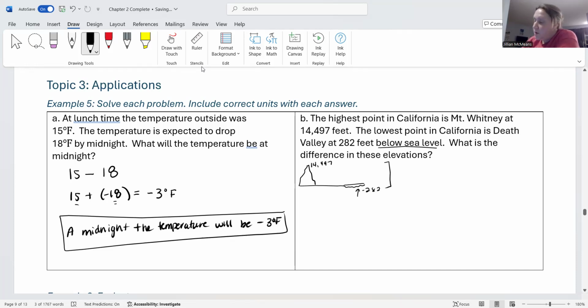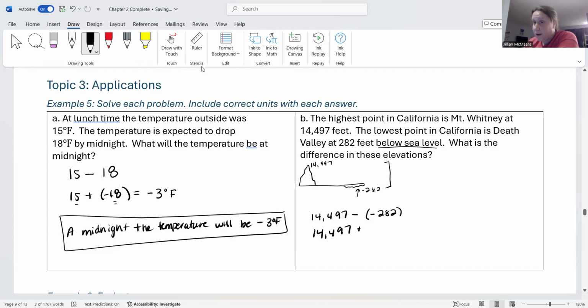Okay. So what we would do if we were going to write out a model that would represent the distance between these two, or the difference in these two elevations, we would say, okay, Mount Whitney, we're at 14,497. The difference means subtract, and we have the 14,497 for Mount Whitney, but Death Valley is a negative 282. So we're subtracting a negative in this case. Okay, so again, we're going to just follow the regular rules here. First number stays the same. And then we add the opposite of the second number.